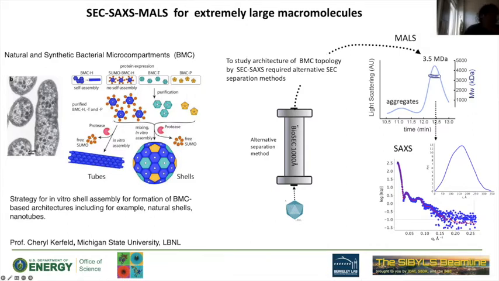We are buying some new columns. They have the potential to separate very large particles, and some initial results have been done on a 3.5 megadalton virus-type capsid that we were able to separate from the aggregates and receive very nice SAXS data, and also calculate parameters like the PR function, etc. So that's the future development.